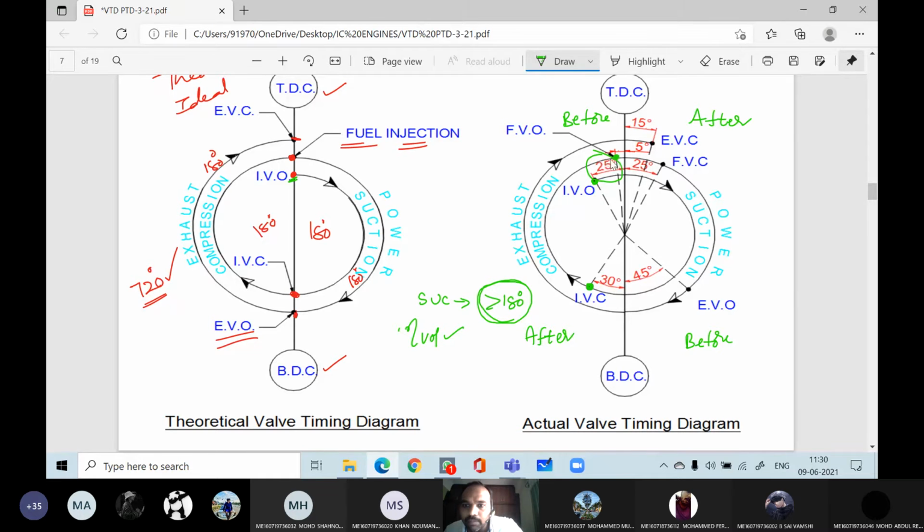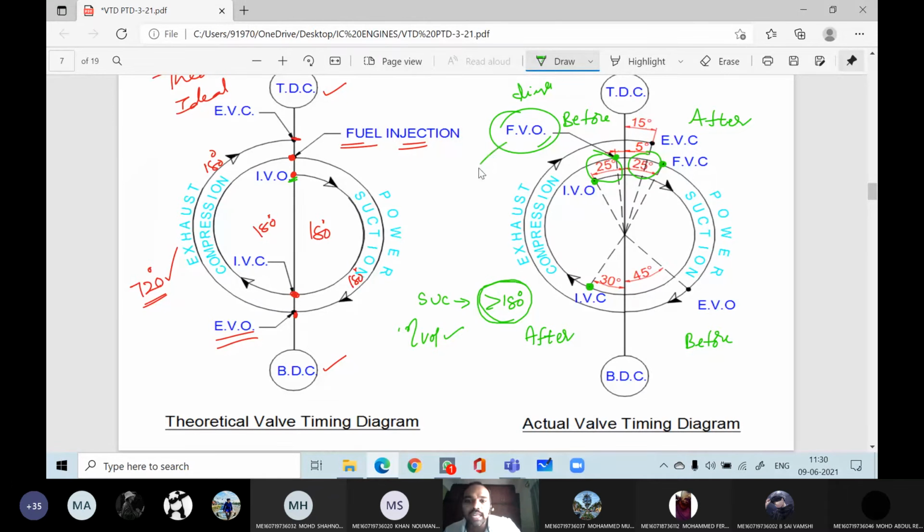Now you can see the piston has not reached TDC. Before reaching TDC, we are injecting the diesel fuel. You can see the fuel valve is opened 5 degrees before TDC. Thereby certain time is available to complete the combustion process, and high pressure, high temperature gases will be liberated. The fuel valve is opened 5 degrees before TDC and closes 25 degrees after TDC.